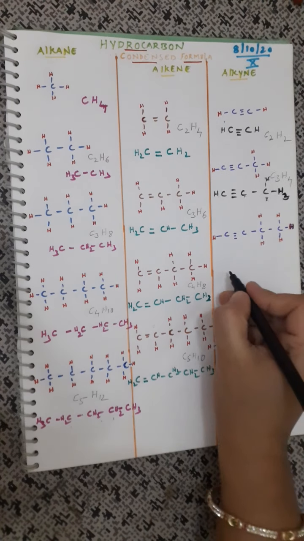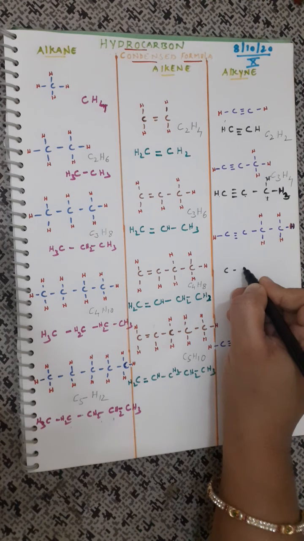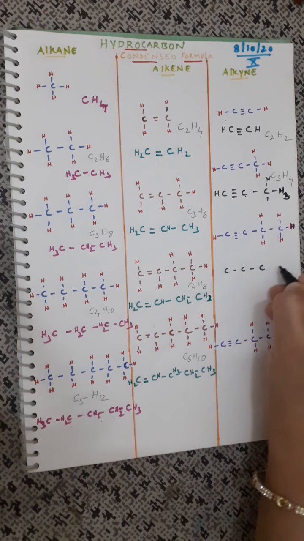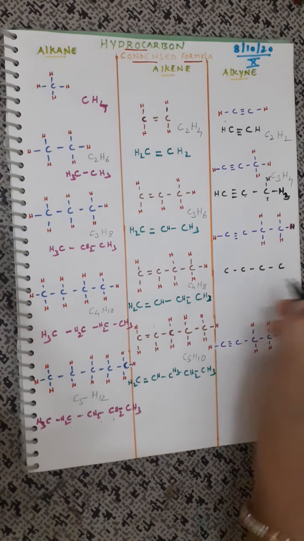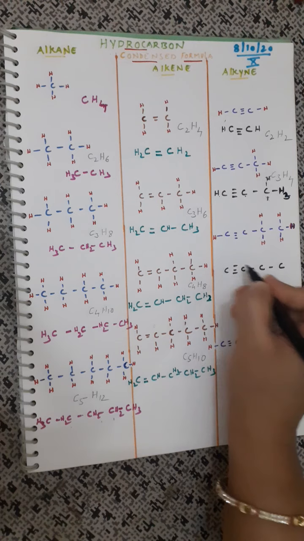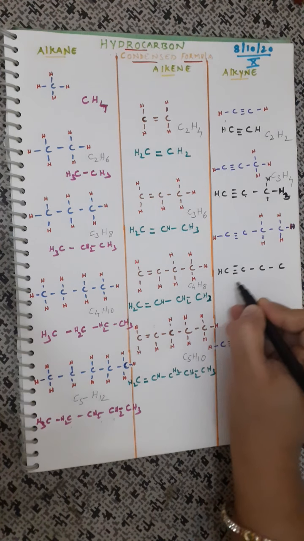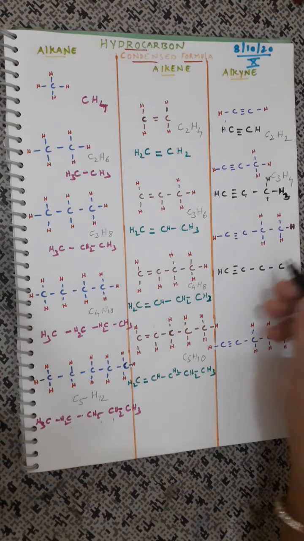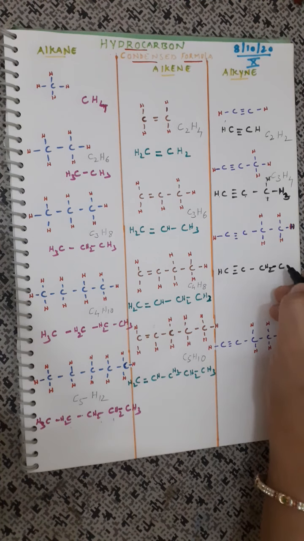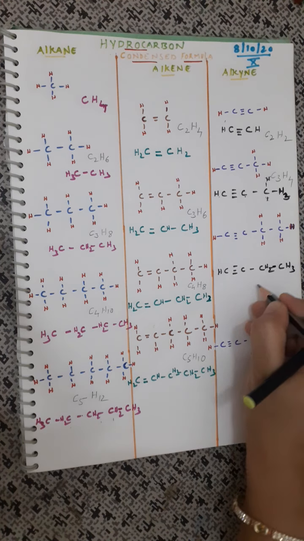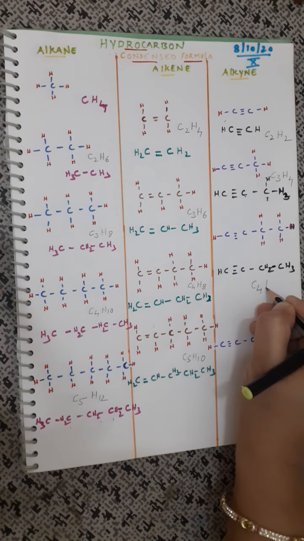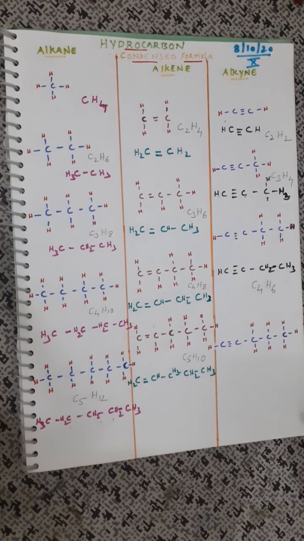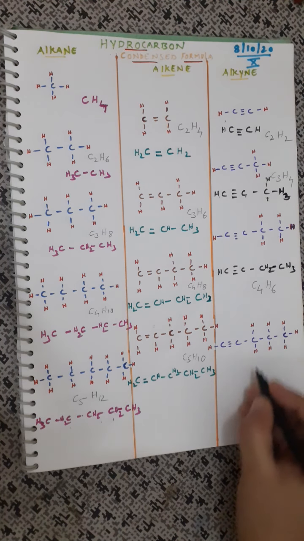Now let us go to butyne. 1, 2, 3, 4. Step 2, yes, arrange the triple bond. How many hydrogens? A single hydrogen. Second carbon, how many? No hydrogens. Third carbon, 1 and 2. So CH2. Then fourth carbon, CH3. So further condensed, the formula becomes C4H6.